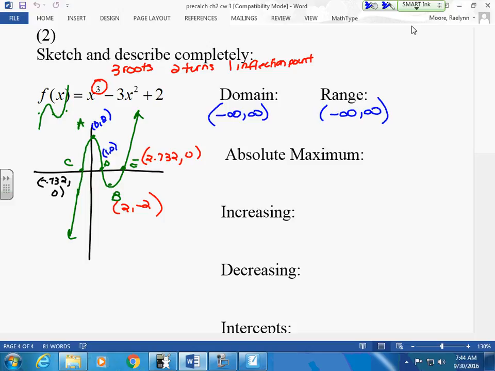Do we have an absolute maximum? What do we have? A relative maximum. We have a relative maximum, and we labeled that point A, and that point was 0, 2. Do we have anything else? We have a relative minimum. And that point would be B, which would be 2, negative 2. Good.